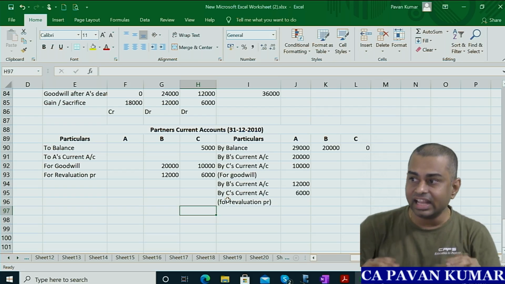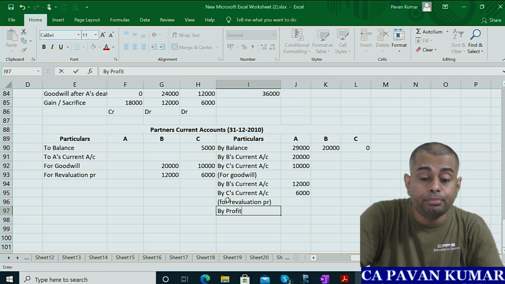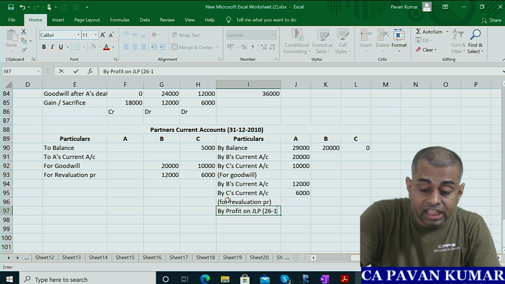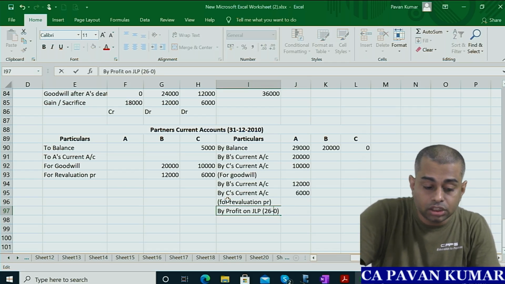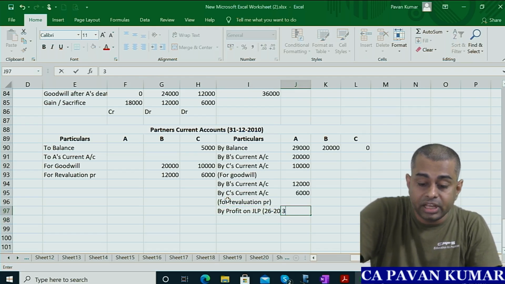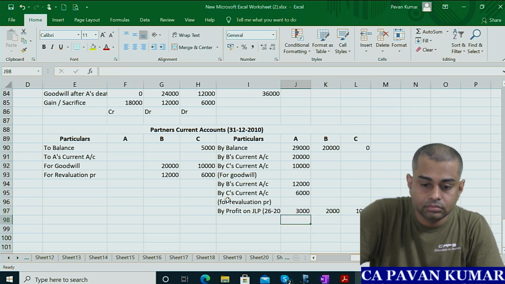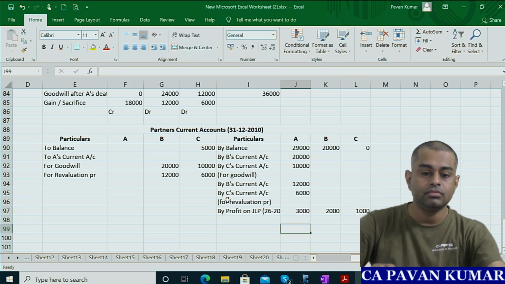Okay, then anything else? One joint life policy is there. By profit on joint life policy, 26 minus 20. So you paid 20,000, you got 26,000. So you got a profit of 6,000. That will be 3,000, 2,000, 1,000. Now balance these accounts.